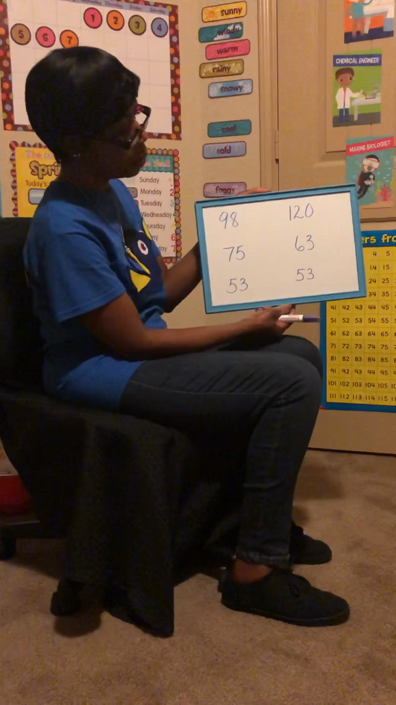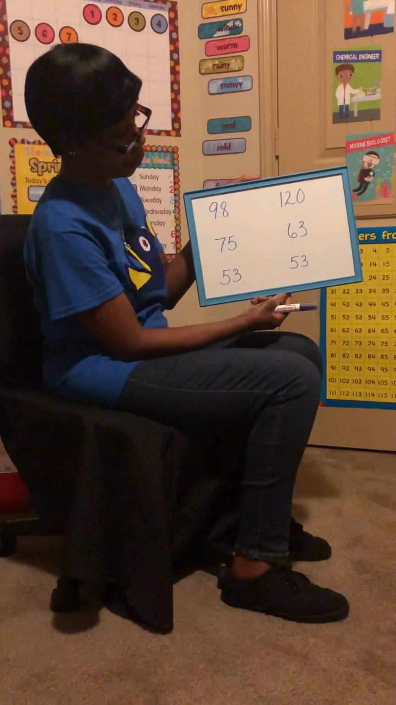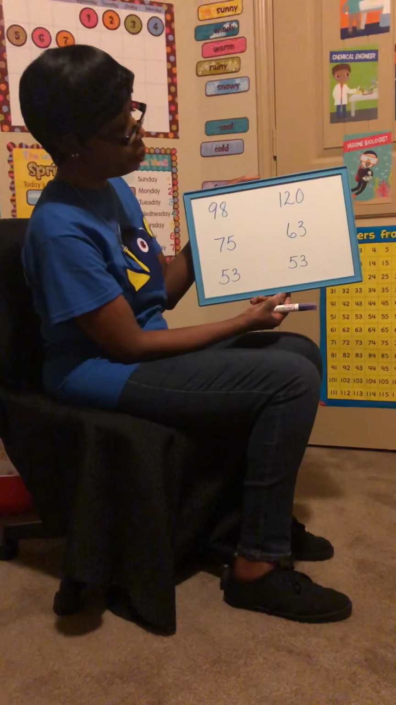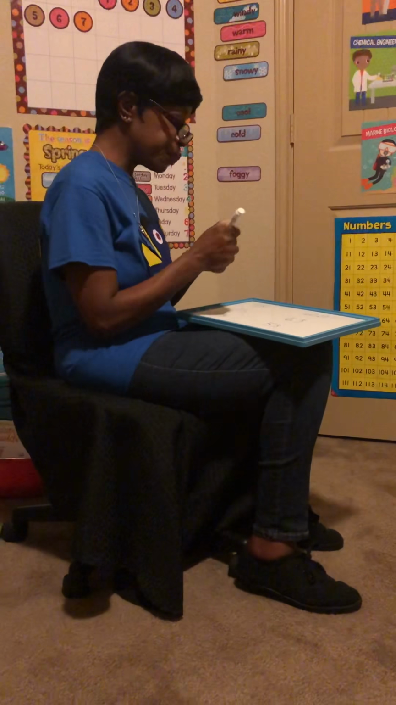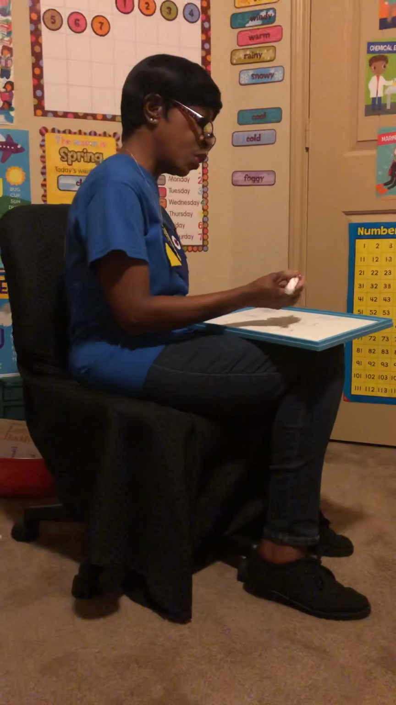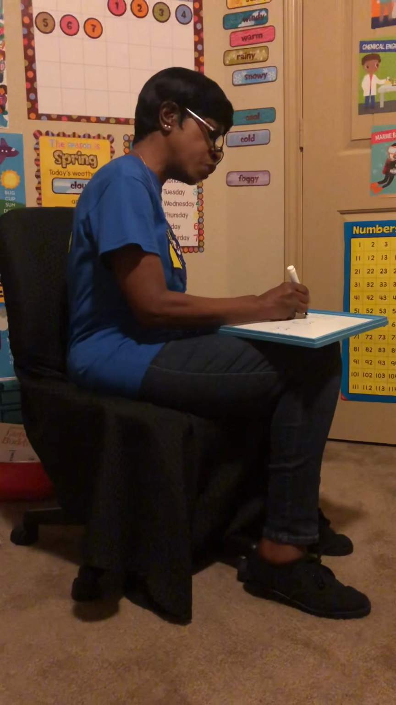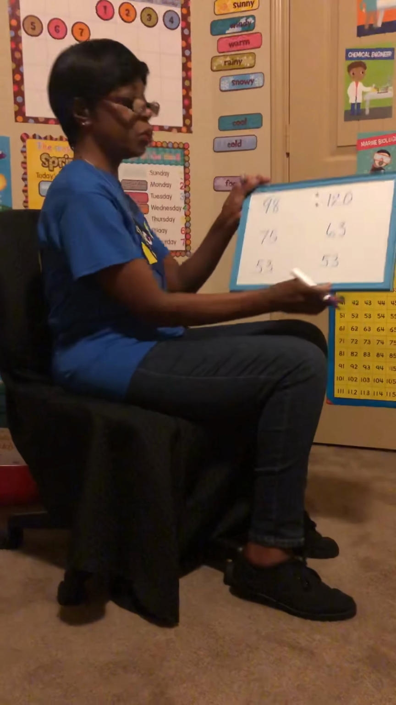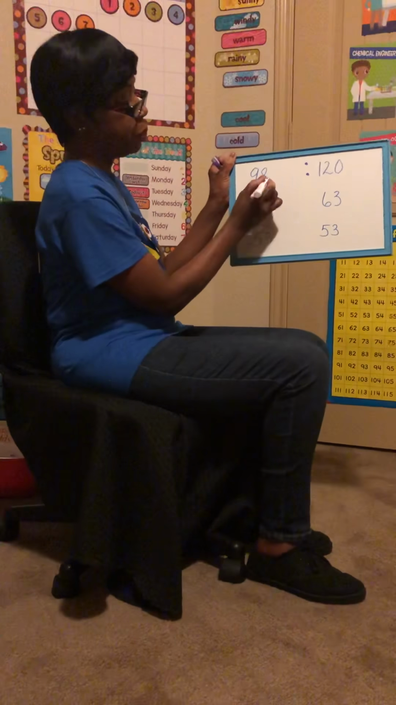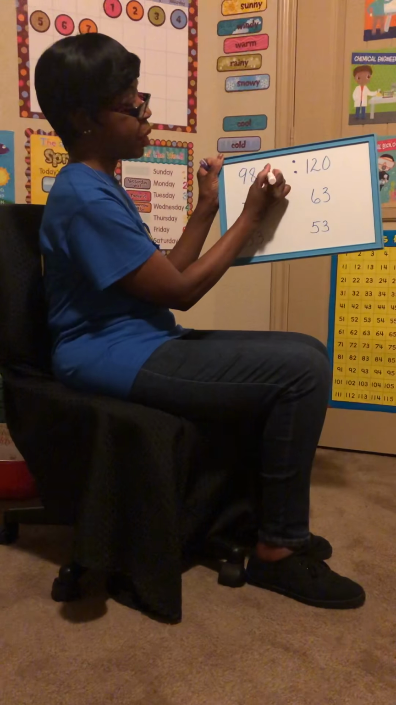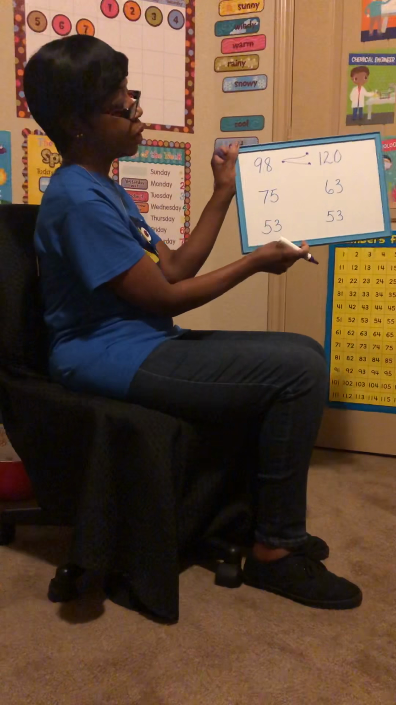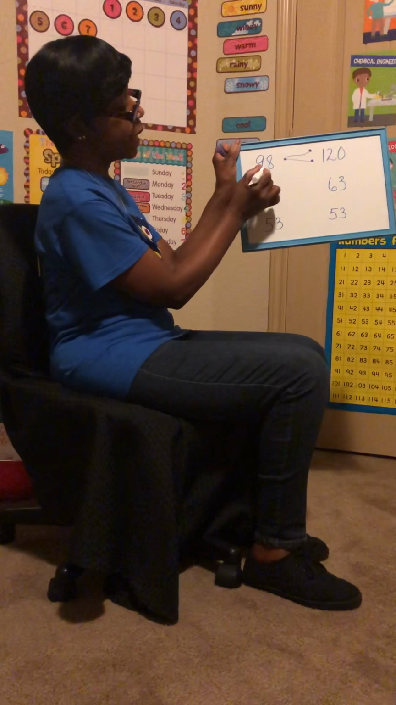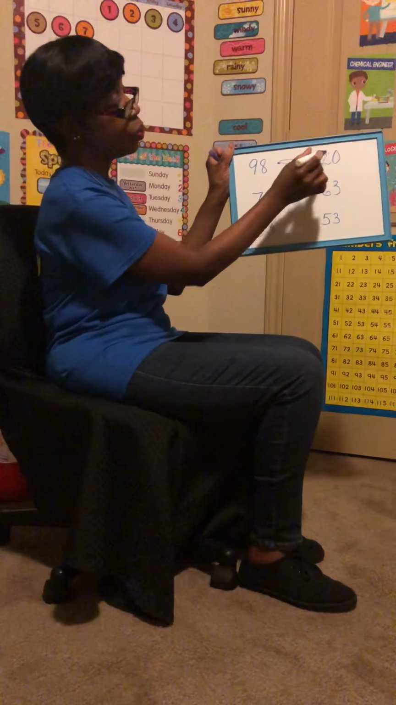Ronnie, can you answer that question for me? Yes, we do. We find the biggest number and we put two dots. So our biggest number out of 98 and 120 is 120. So I'm going to put two dots by 120. And then I'm going to put one dot by 98 because that's my smallest number. And then I'm going to connect the dots. And it tells me 98 is less than 120.